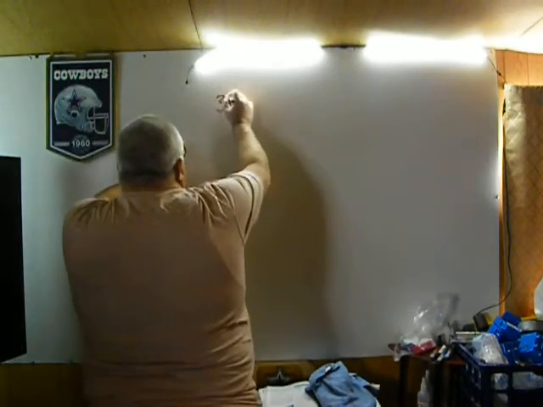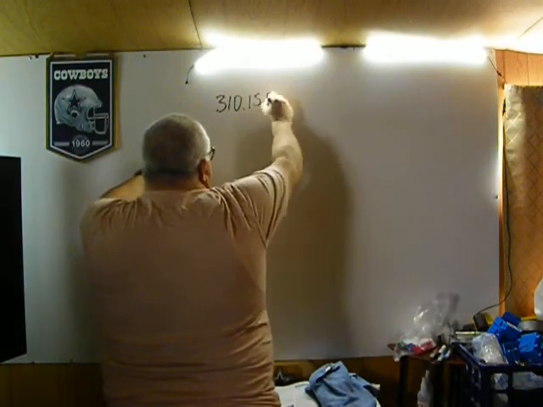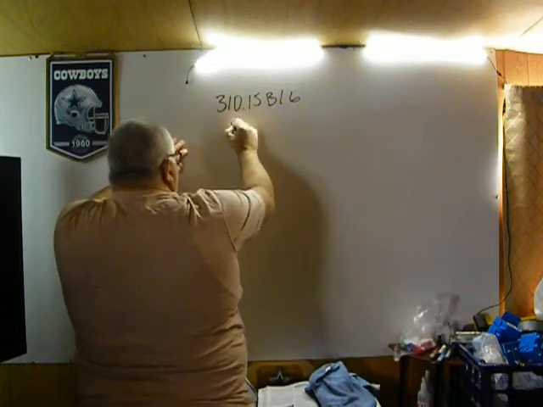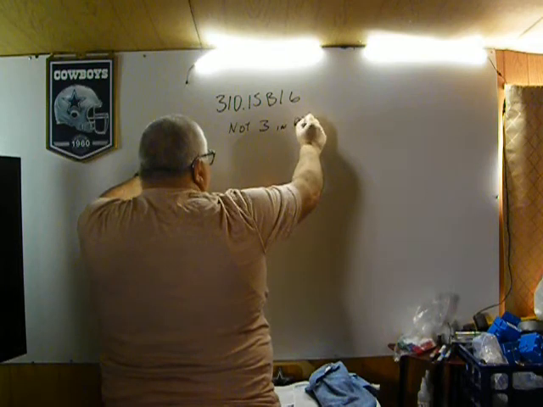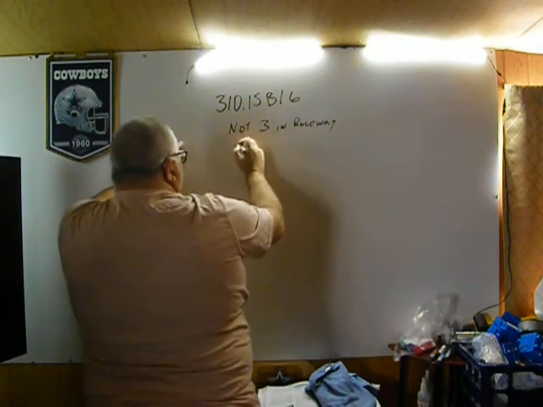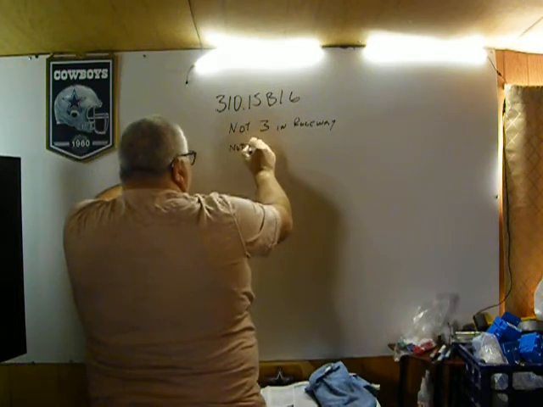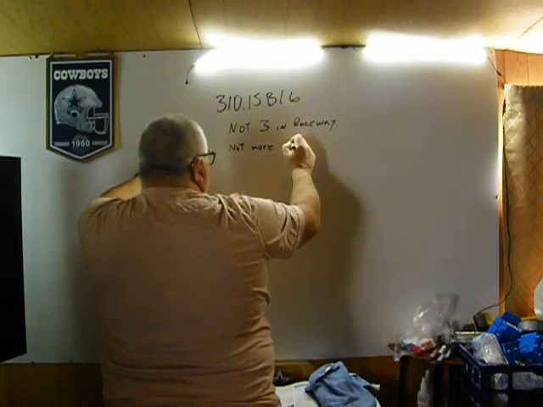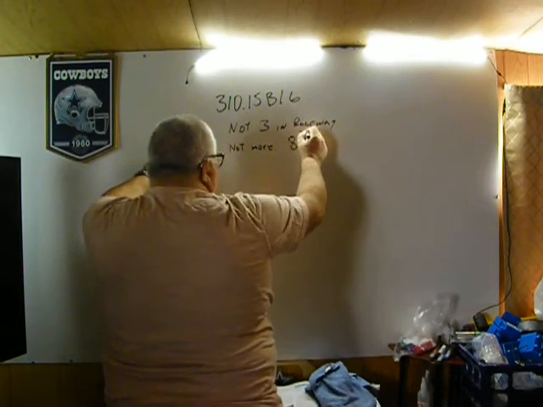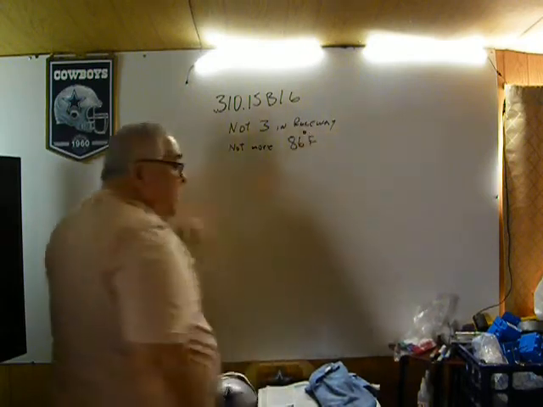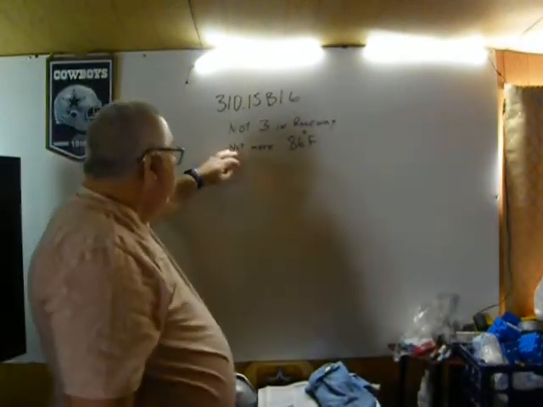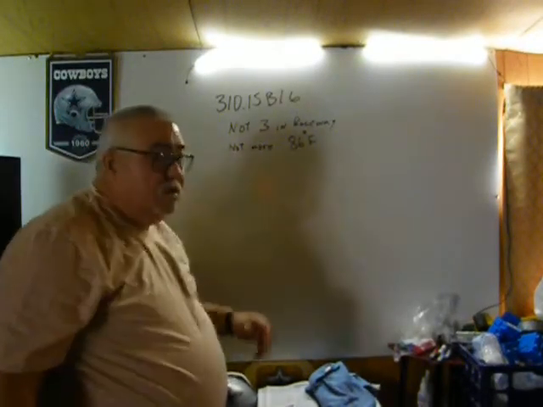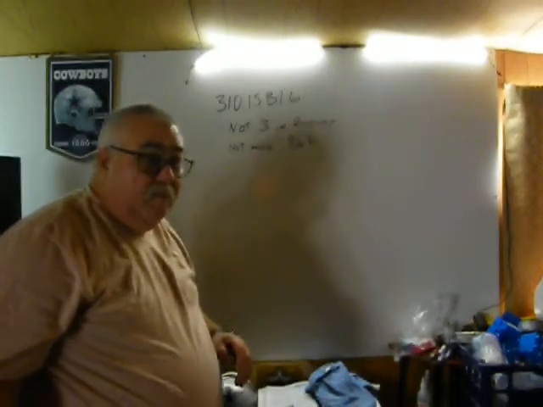Okay, anytime when you go to 310.15(B)(16), it's not more than 3 in a raceway, and not more than 86 degrees. So if we have more than 3 wires in a raceway and the temperature is more than 86 degrees or less than 78, then we can adjust.